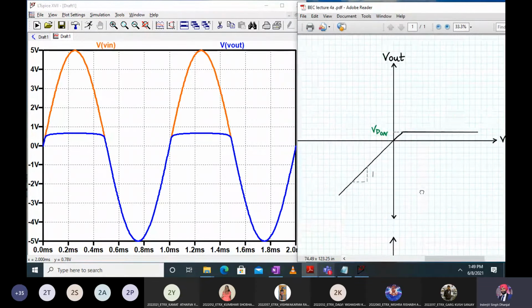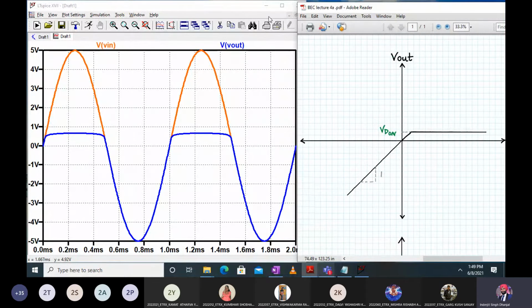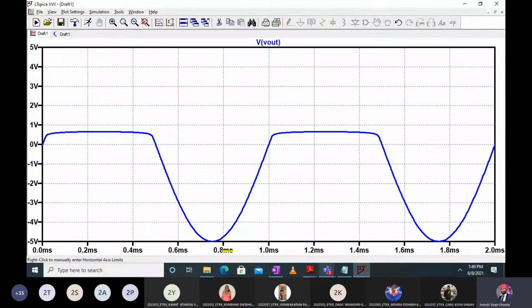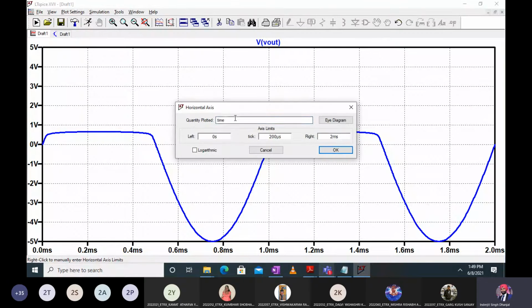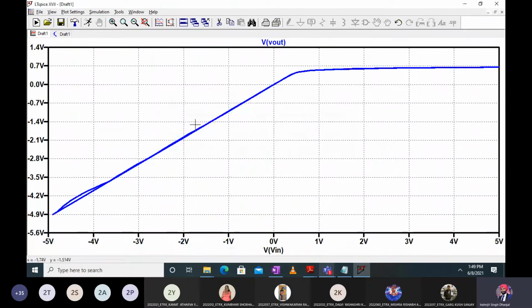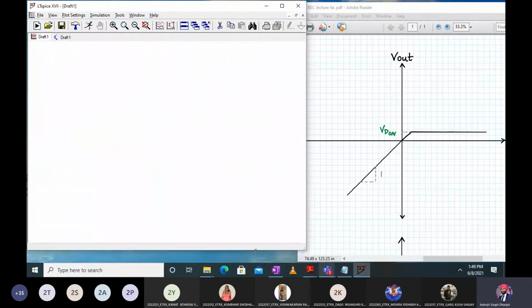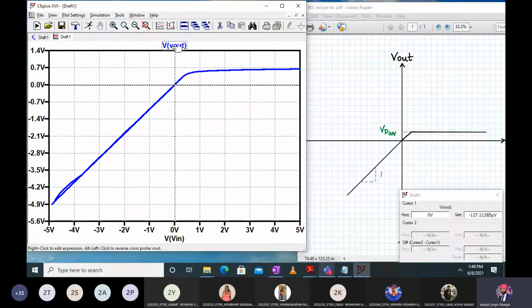Yes, this VTC curve. So I'll show it to you. What you need to do is click on the input and delete the trace, and now right click on the time axis and add V in over here. So here it is. As you can see, this is my zero axis. Above it, it is reaching around 0.7 volts.